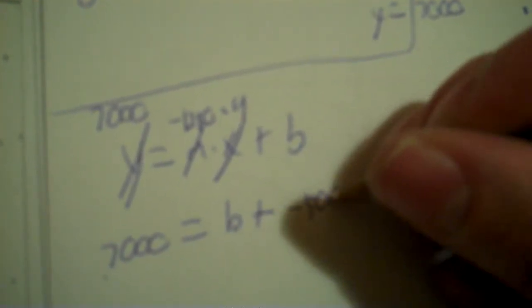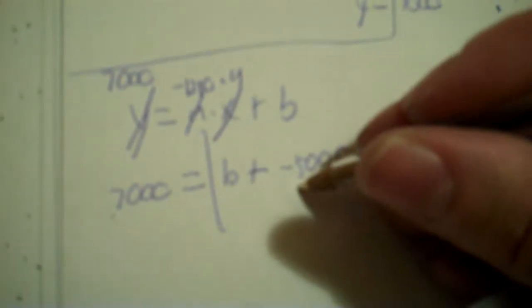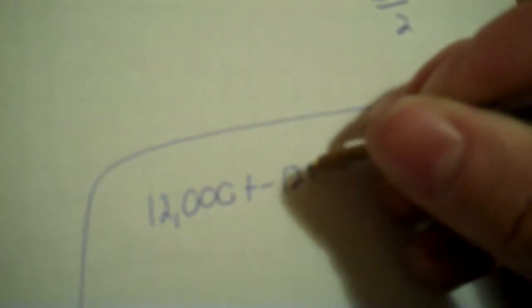B plus negative 5,000. Okay, then you take out your 5,000 by adding. And that's 12,000. 12,000 equals B. So you can put 12,000 here, which makes sense on the table from a logical standpoint, and 12,000 here. Okay, so there's your equation, 12,000 plus negative 1,250 times X equals Y.